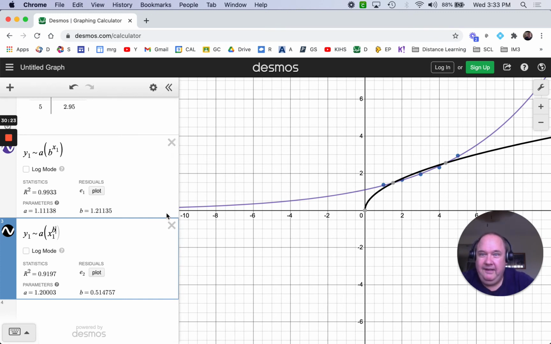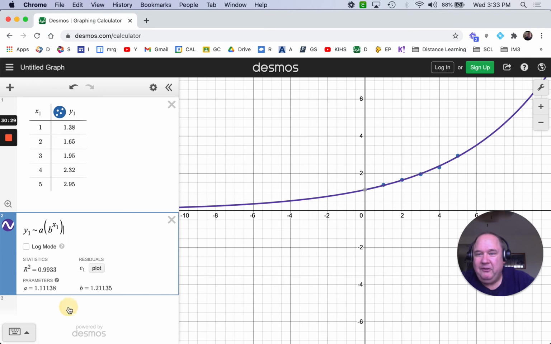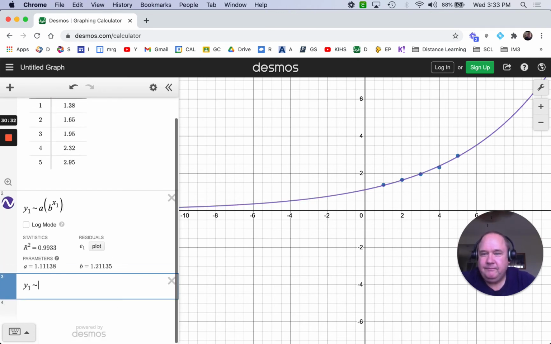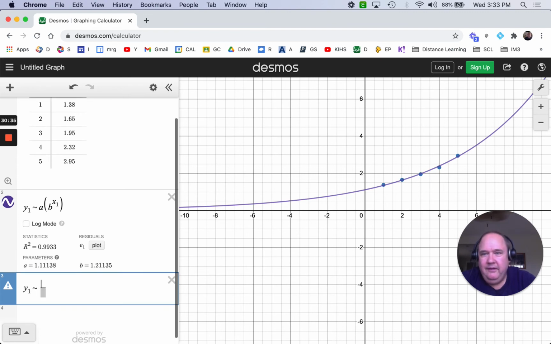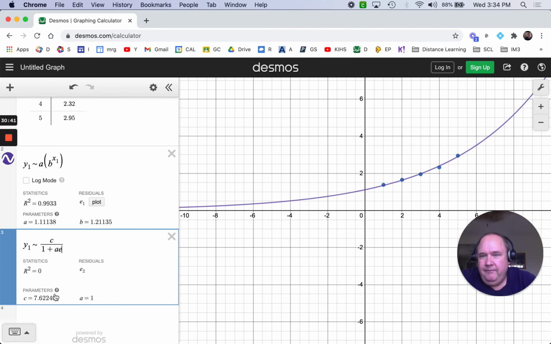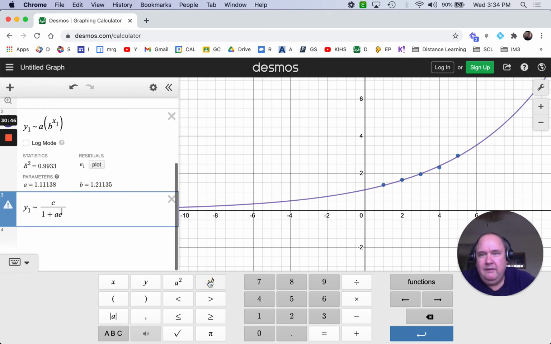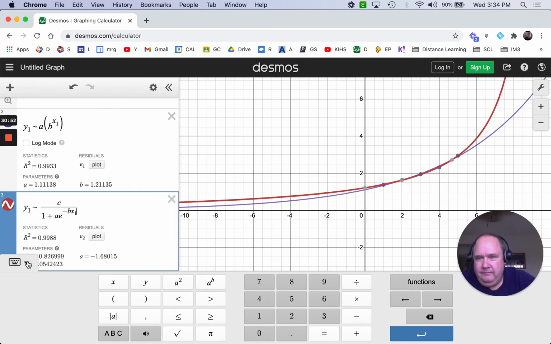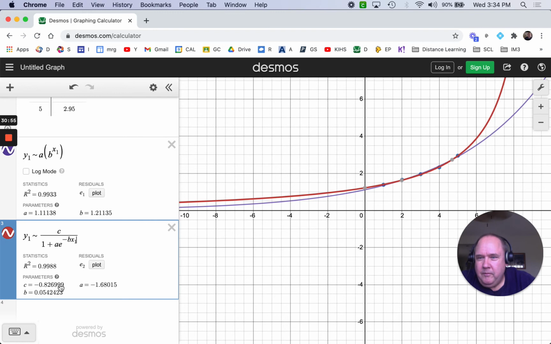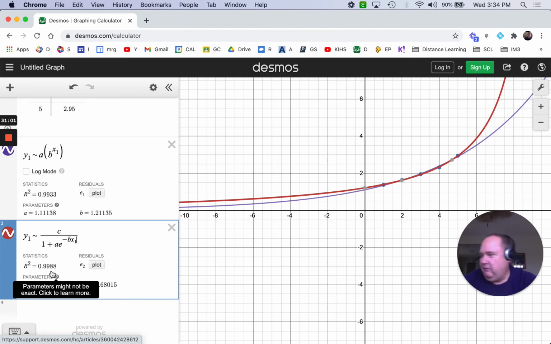So whatever one's winning, I'm going to keep. If it loses, I'm going to get rid of it. So it lost. So the next one, Y1 is a logistic one. So it's C, and then in the denominator is 1 plus AE. I forget the exact model for this one too sometimes. And then on E is negative BX1. This one, it's 0.9988. Wow, that one's even better. So we're looking for the one closest.